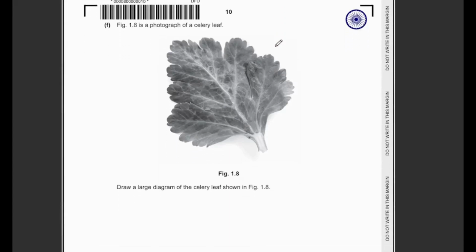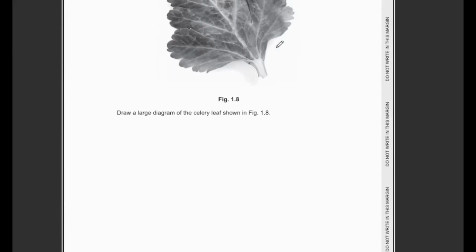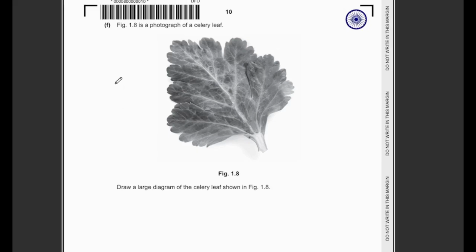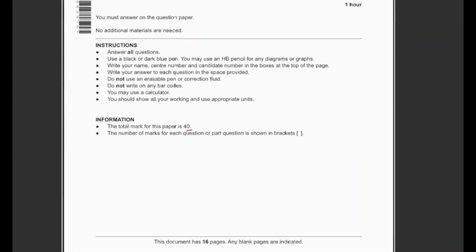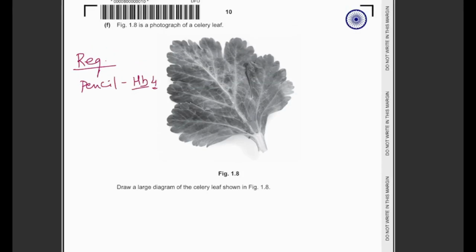Okay, moving to the next one. Draw the diagram. Photograph of a celery leaf here. Now, first thing, what is required here? Requirement for this one is pencil. Of course, HB pencil, which is basically used for diagram purpose. Let me check in the instruction here. I think, see, you use HB pencil for the diagram. So you can use that, sharpen it nicely.